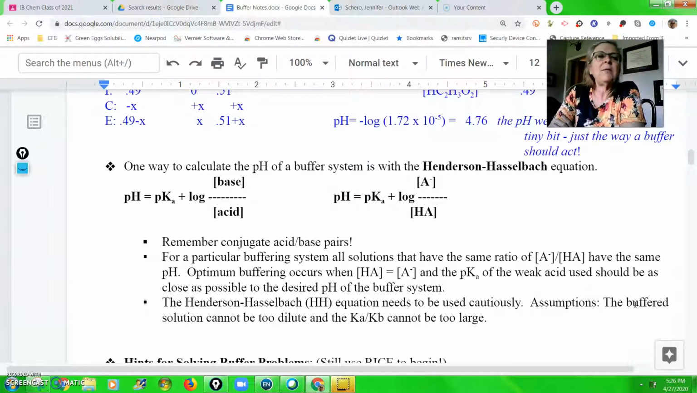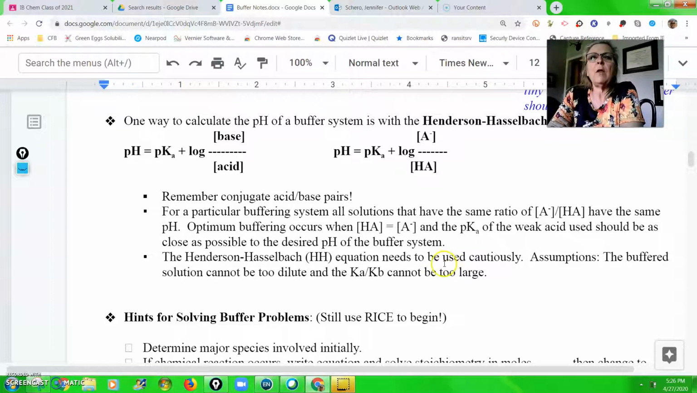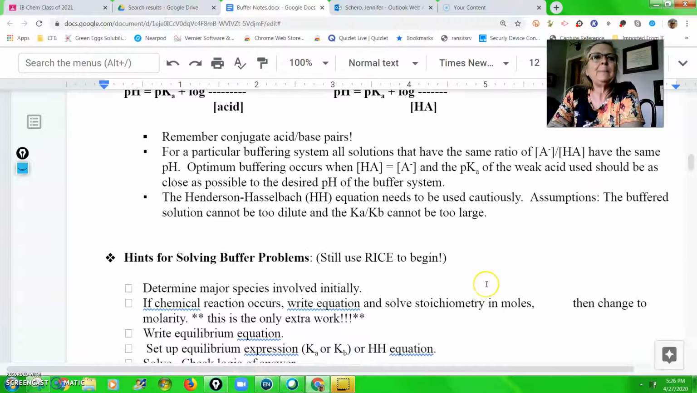All right, so some things to remember: we have to have a conjugate acid-base pair. We want our buffer solution to be optimal, meaning they should have the same concentration, but it's okay if they do not. And we can't have too dilute of a solution. Those are not big deals for us to follow. Those are going to be mostly what the types of problems we're going to see.